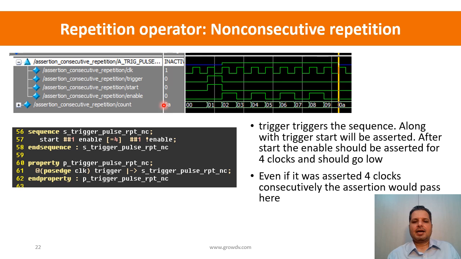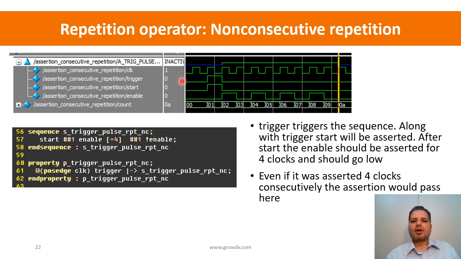Okay, let's look at an example for the repetition operator with the non-consecutive repetition. We are taking again the similar example. So if I am replacing in the sequence, instead of consecutive repetition, I am replacing here with the non-consecutive repetition. So the non-consecutive repetition is with equal to 4. Okay, and then I am saying a not of enable. Then at the triggering edge, the positive edge of clock, if the trigger shows up, which is your antecedent, then with the overlapping operator I am expecting this particular sequence which has a non-consecutive repetition to hold.